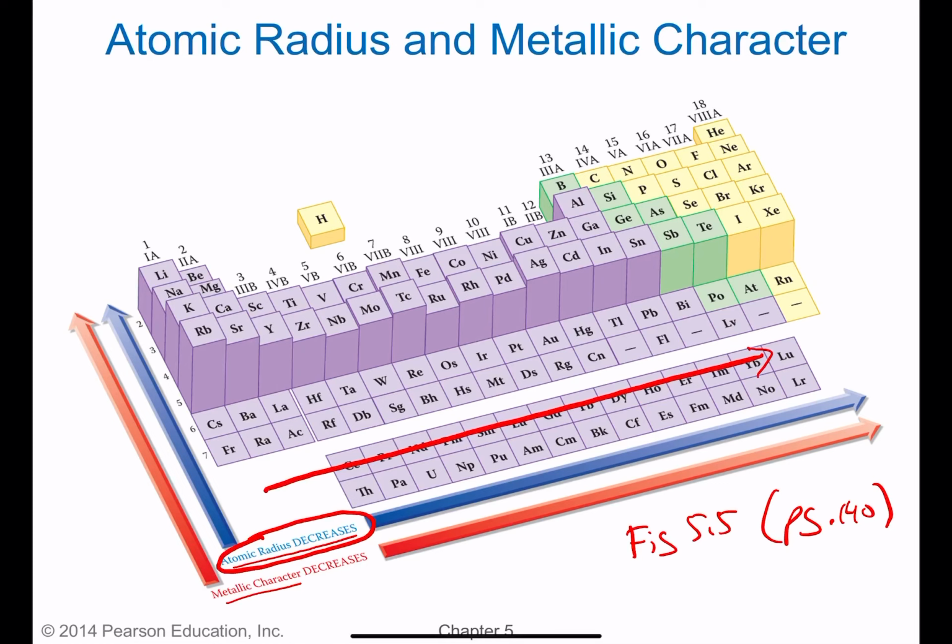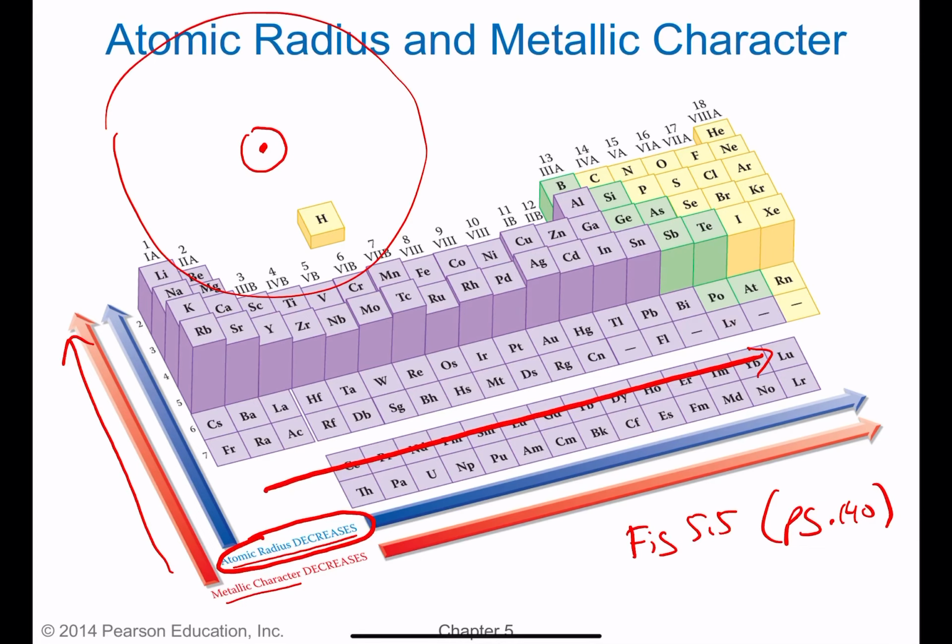And then atomic radius decreases going up because there are fewer electrons. There are fewer energy levels. And the 1s energy level is smaller compared to, like, the 4 energy level.